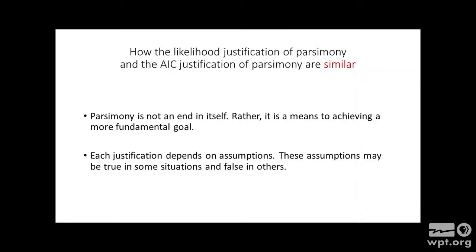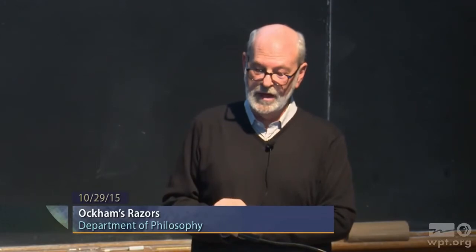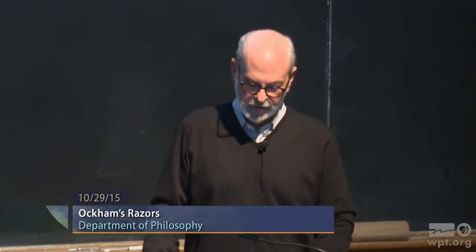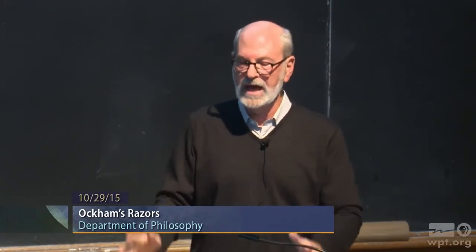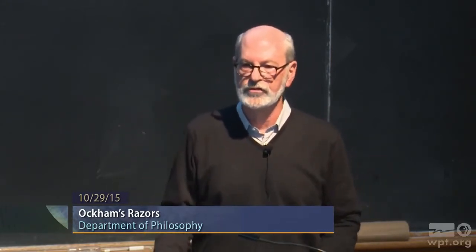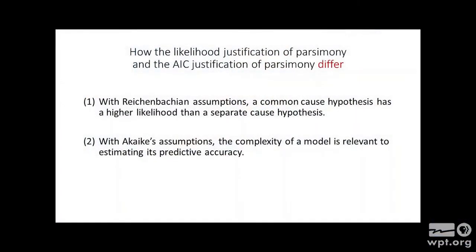And the second similarity between them is that the justifications, the Reichenbachian justification of common cause being better than separate cause, and Akaike's theorem, all depend on assumptions. And if you change the assumptions, you get a difference in the outcome. So both of them involve conditional justifications of Occam's razor. It's not like you can say, no matter what the world is like, simplicity is a good thing. That's not what's going on in these two frameworks. Okay, that's how they're similar.